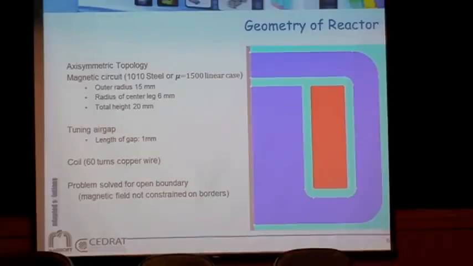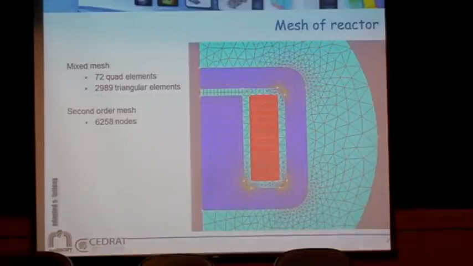And just to do the solving, we'll think this is going to be done for a coil which is made of 60 turns of copper. The problem will be solved for open boundaries, which in this case doesn't mean very much because we will see that no flux is going out of there. So whether we have open boundary or not doesn't mean anything.